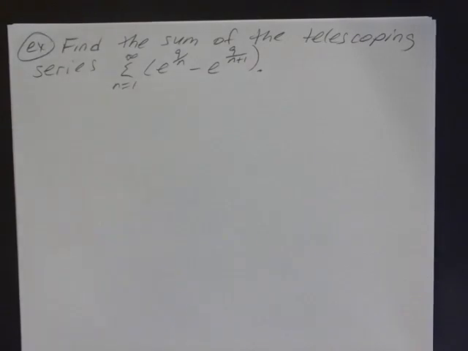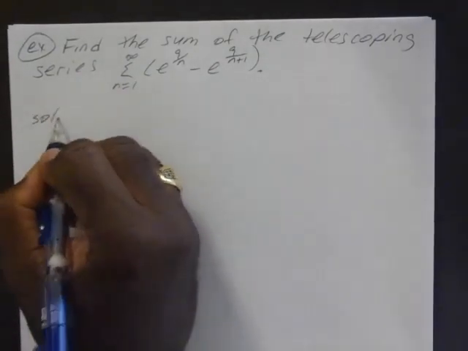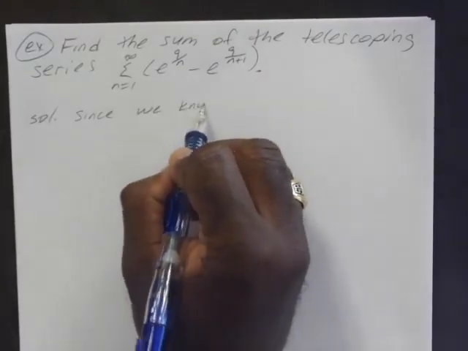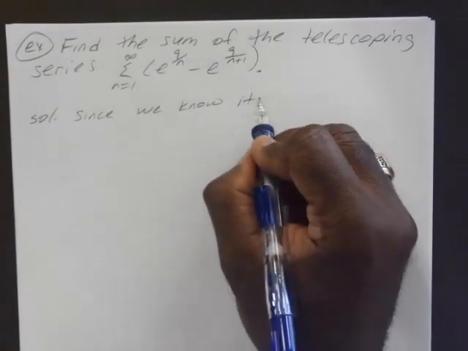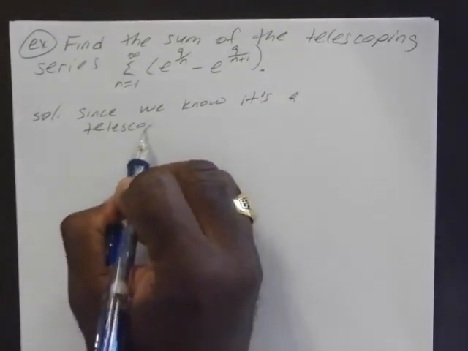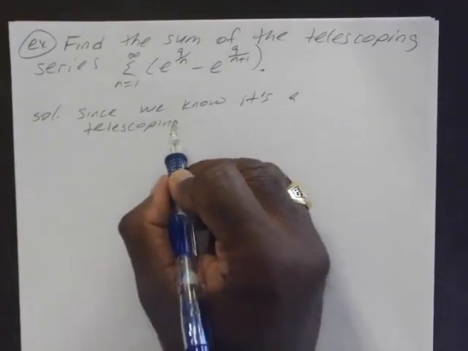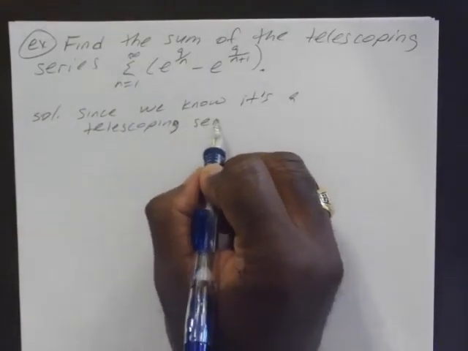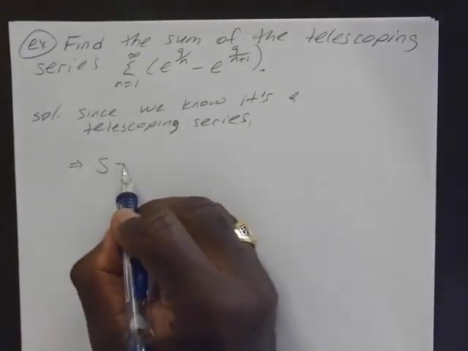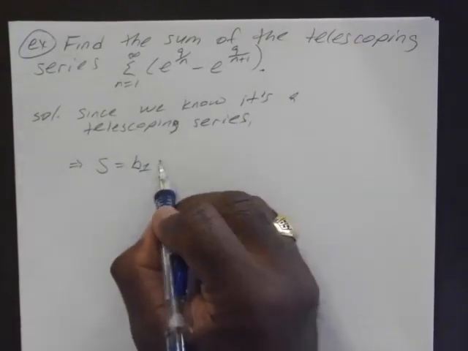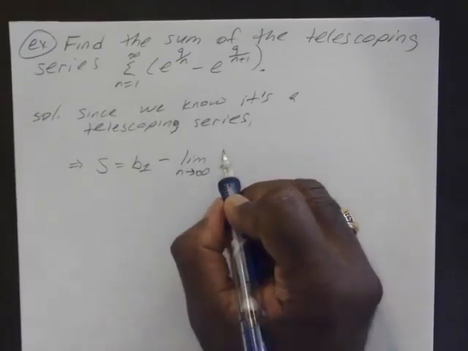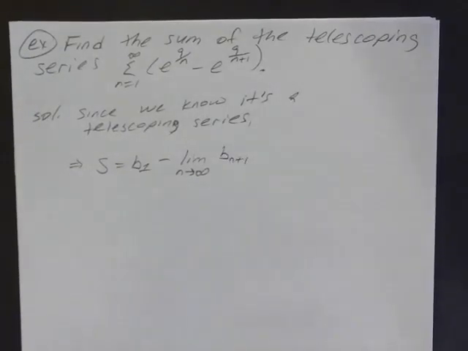So since they told us it's a telescoping series, since we know it's a telescoping series, that means we automatically know that its sum is equal to b sub 1 minus the limit as n approaches infinity of b sub n plus 1.